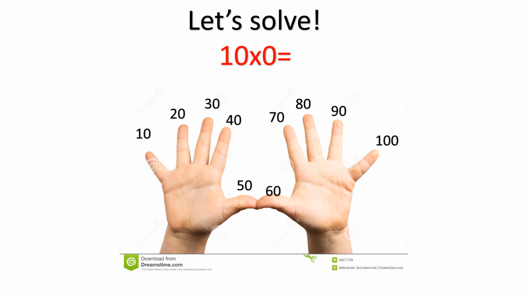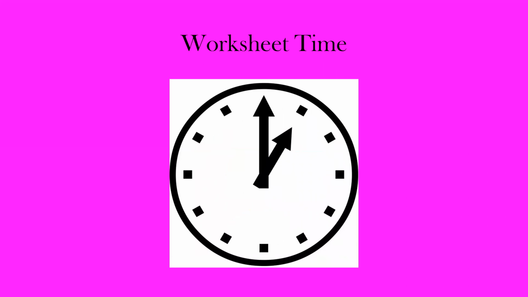10 times 0. Do you guys remember? Any number multiplied by 0 is always 0. Amazing. Now you can pause the video and begin your worksheet of the day.